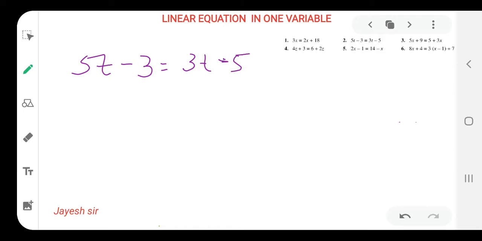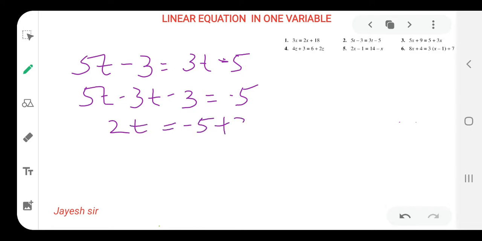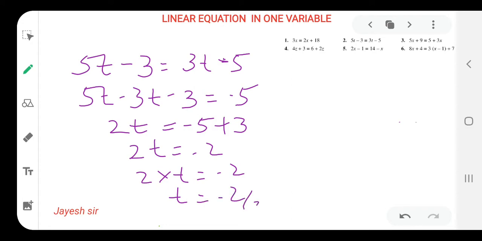What we are supposed to do is that terms having the variable should be on the left hand side. 5t minus 3t as per the transposition theorem, and minus 3 as it is, minus 5 as it is. Now 2t minus 3, as per the transposition theorem, will go that side and become plus 3. So 2t equals minus 2, and 2 and t are in multiplication over here. After going that side, it will become division, minus 2 upon 2. So the value for t we are getting is minus 1.